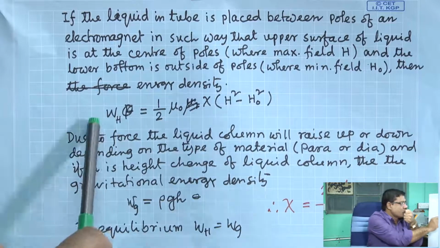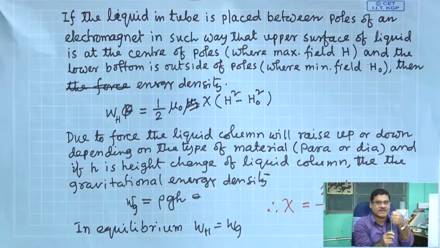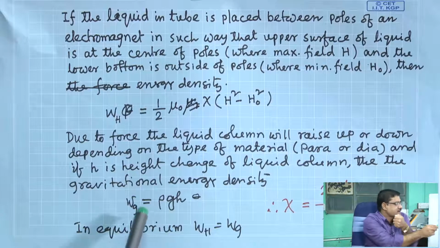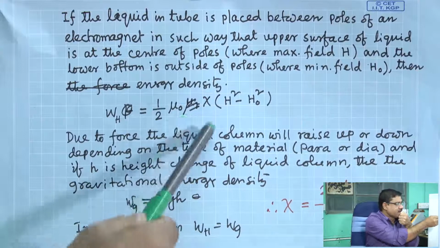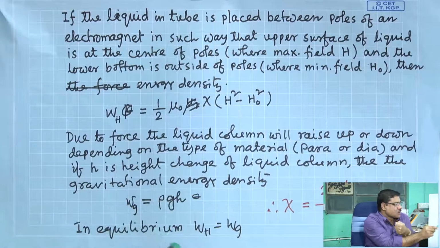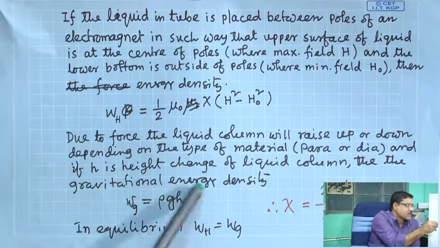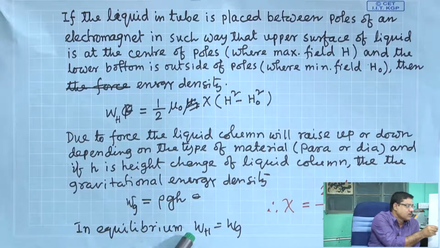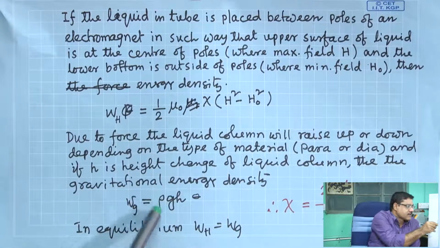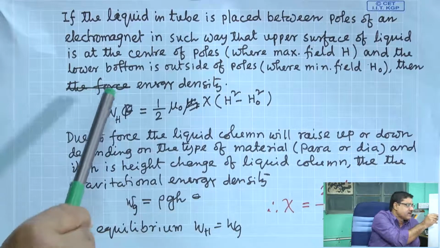So, this W_H is the magnetic energy density, and this will be balanced with the gravitational potential energy density. Gravitational potential energy density: if the height increase is h, then it is rho g h, like mgh. Here m is the density we are considering, so rho is mass per unit volume. So this is the gravitational energy density W_g, and for the magnetic field it is W_H.